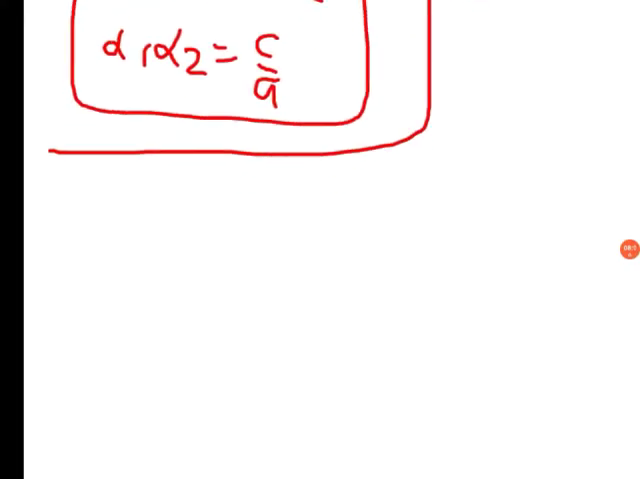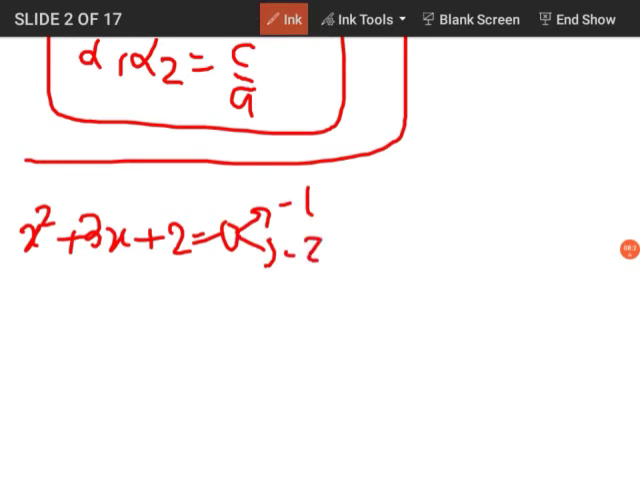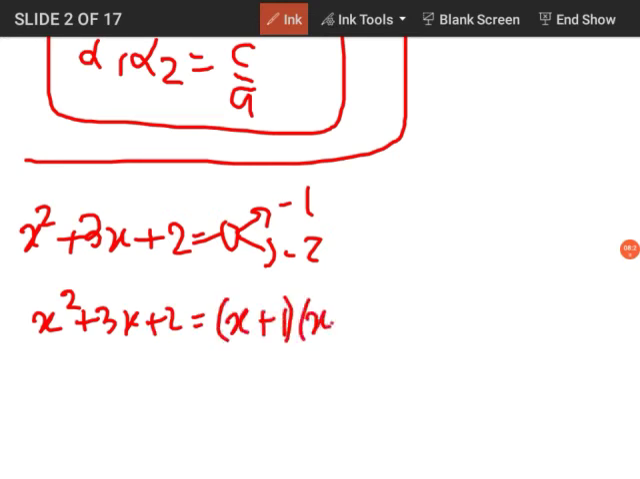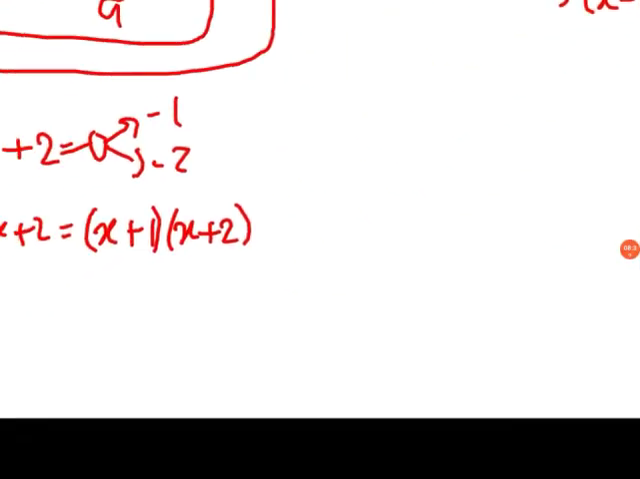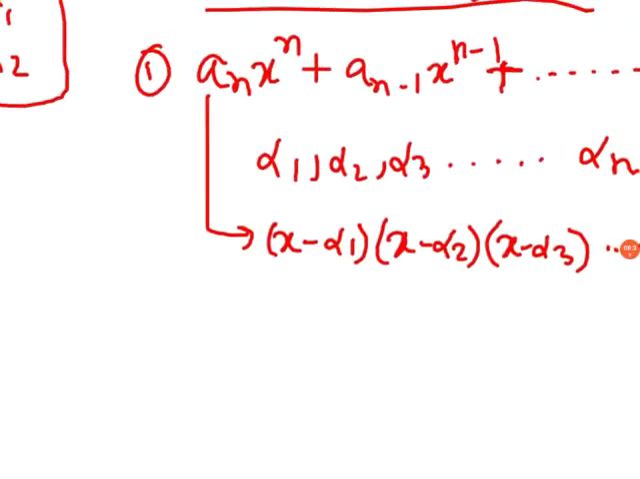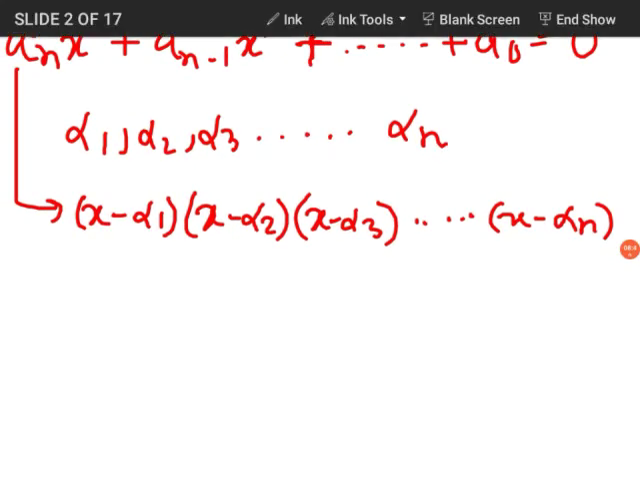Like for example, if I say x square plus 3x plus 2 is equal to 0, so it has roots minus 1 and minus 2, right? So I can obviously write x square plus 3x plus 2 is equal to x plus 1 multiplied by x plus 2. Try this out sometime. Okay, so I hope that you understand. Now you have understood why I can write this, why I can equate like this, right?